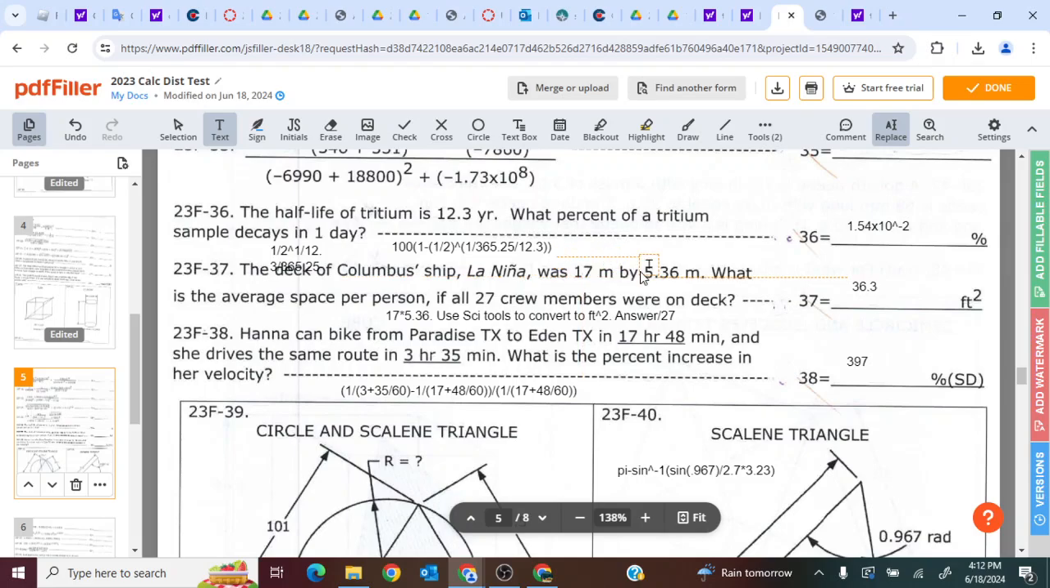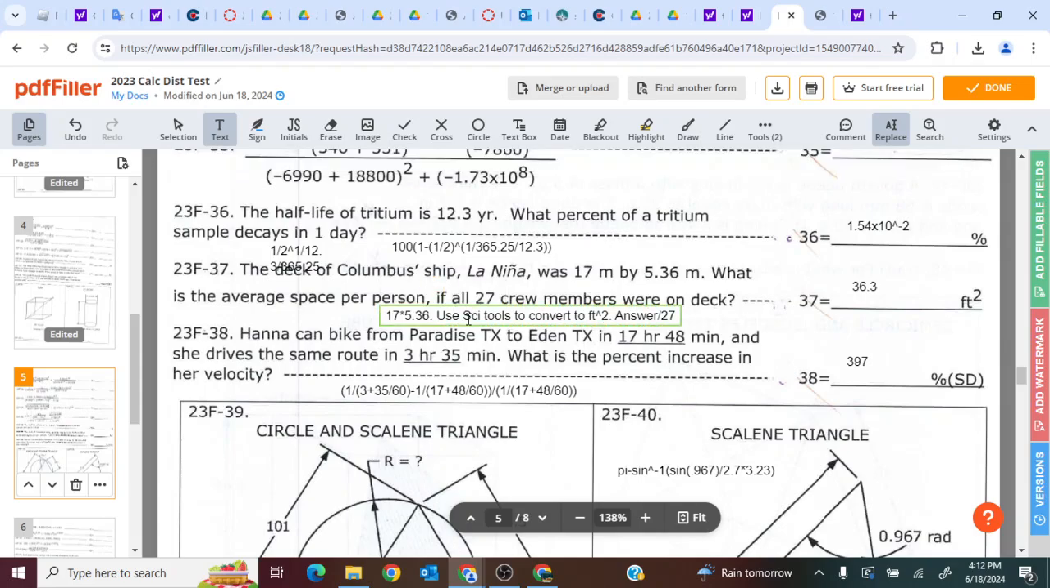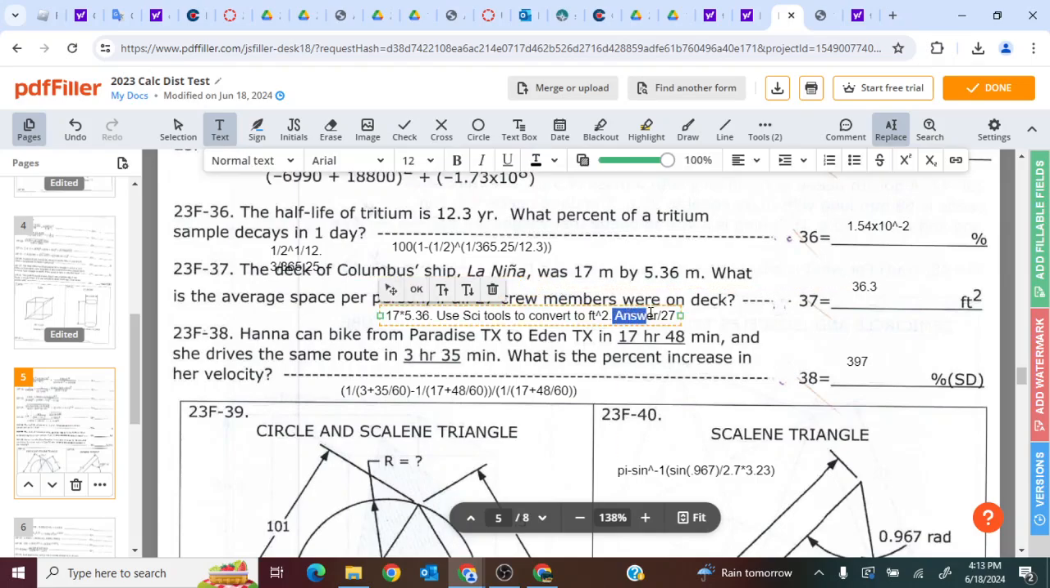The deck of the Columbus ship is 17 meters by 5.36 meters. What was the average space per person? 27 crew members are on deck. Multiply the two values together to get the area in meters squared. Then use side tools. If you want to use side tools, then you should go to apps, scroll up, side tools, unit converter, and then area. And then you put in your area, and convert it to what it's asking for, which is feet squared. And once you have that value, you divide it by 27 because there are 27 crew members equally sharing the space.